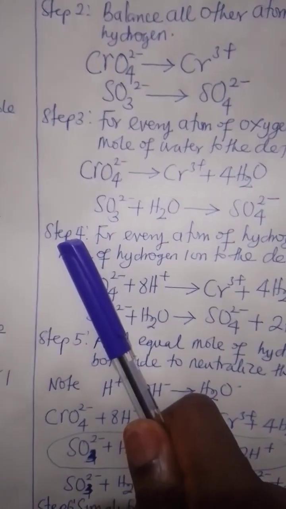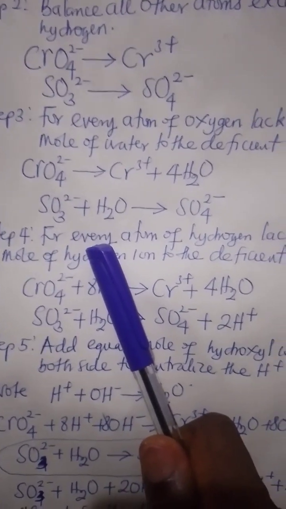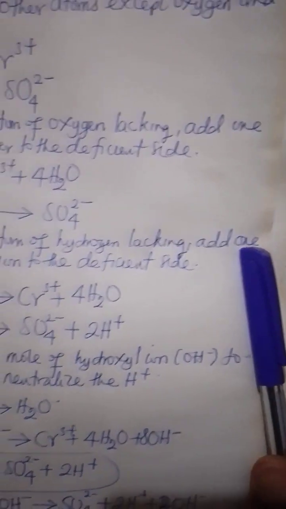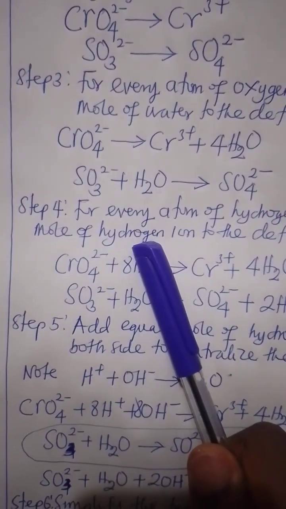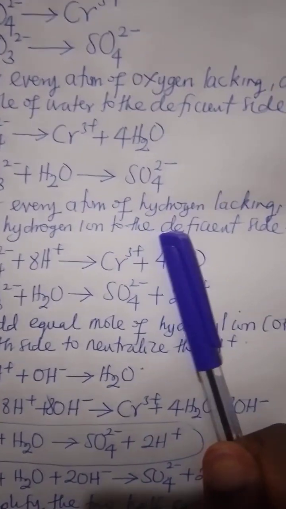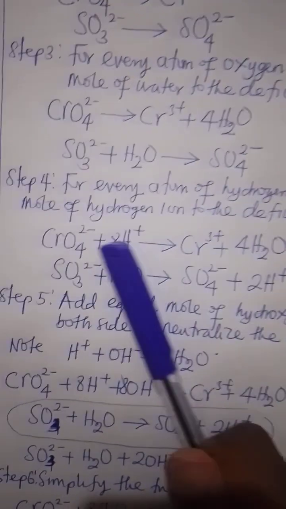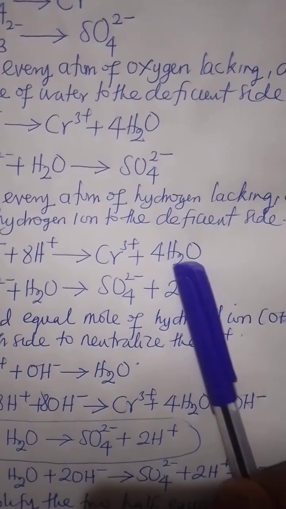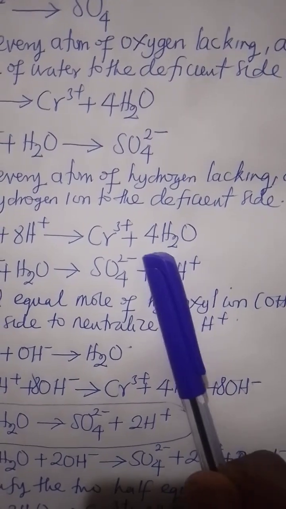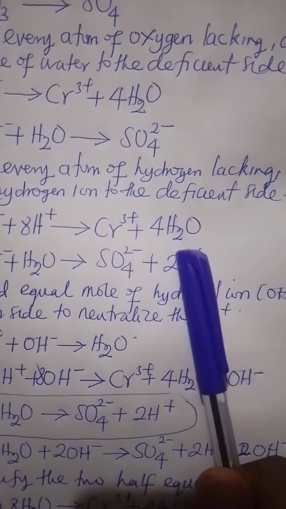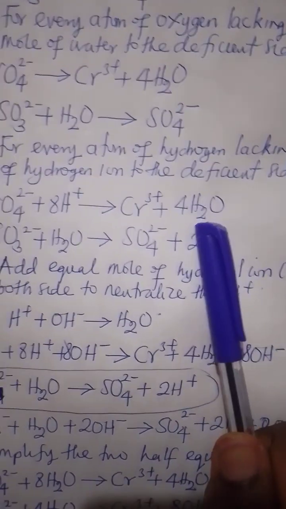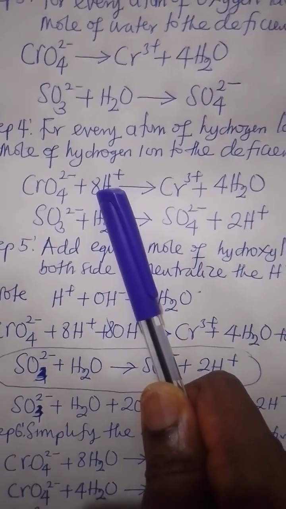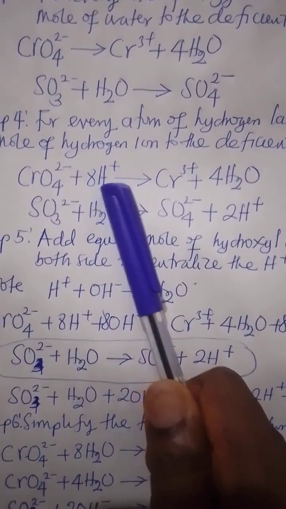Step number 4. For every atom of hydrogen lacking, add 1 mole of hydrogen ion to the deficient side. And so here we added 4 moles of water. The addition of 4 moles of water has introduced 8 atoms of hydrogen. That is 4 times 2, 8. And so we'll add 8 moles of hydrogen ion to the deficient side. That is the left hand side that is deficient of hydrogen.